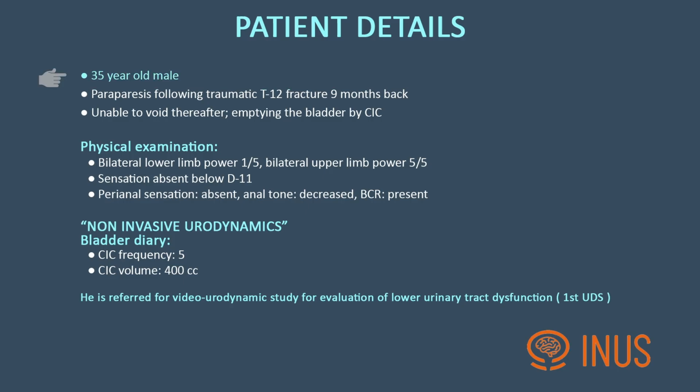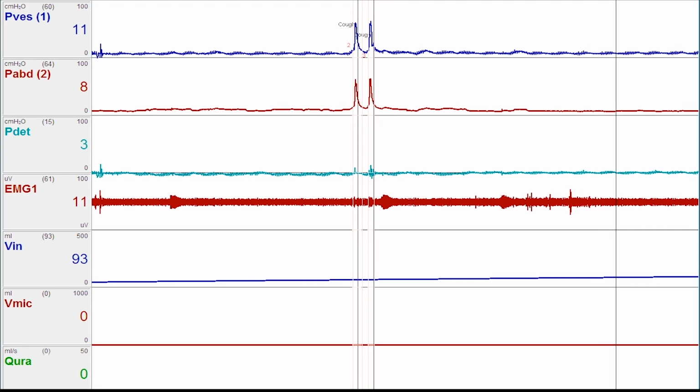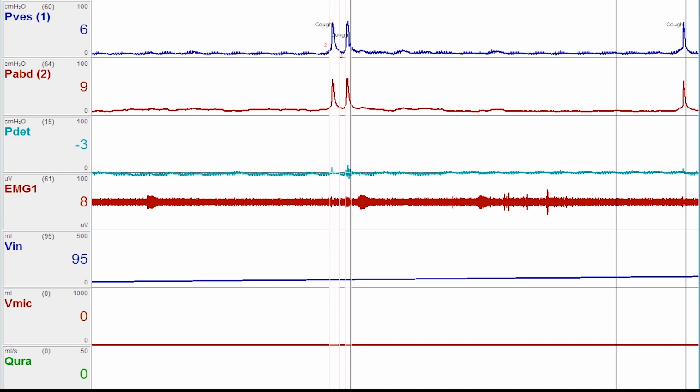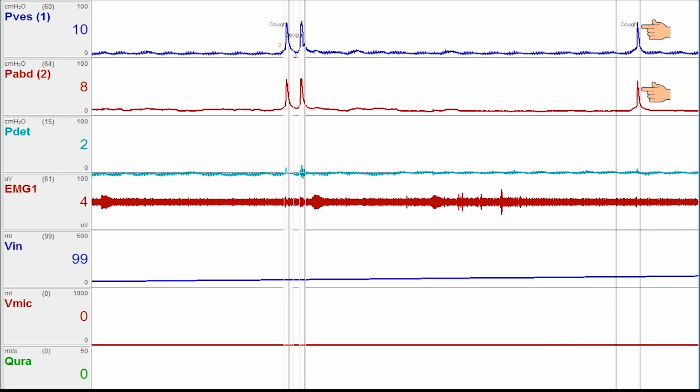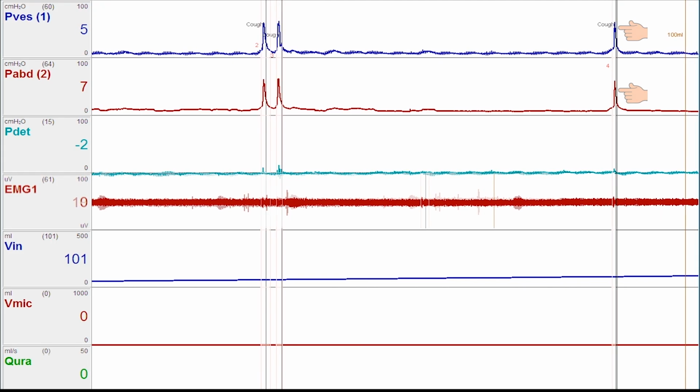Our next patient is a 35-year-old gentleman. He has paraparesis following a fracture of the T12 vertebrae in January 2019. He is unable to void since then and is on clean intermittent catheterization. The patient is in supine position, and we have started filling the bladder at the rate of 40 ml per minute. We have checked for quality control.